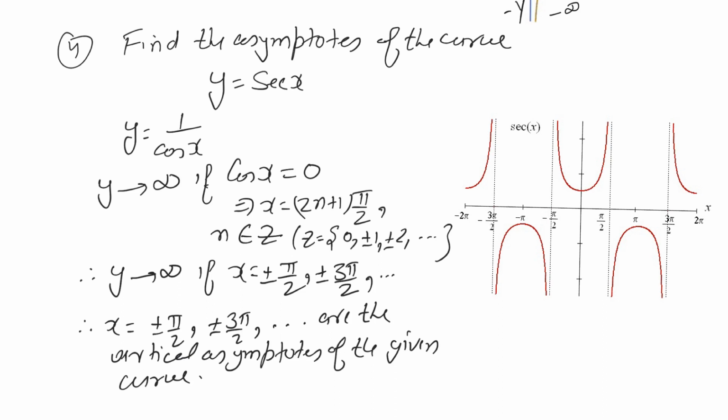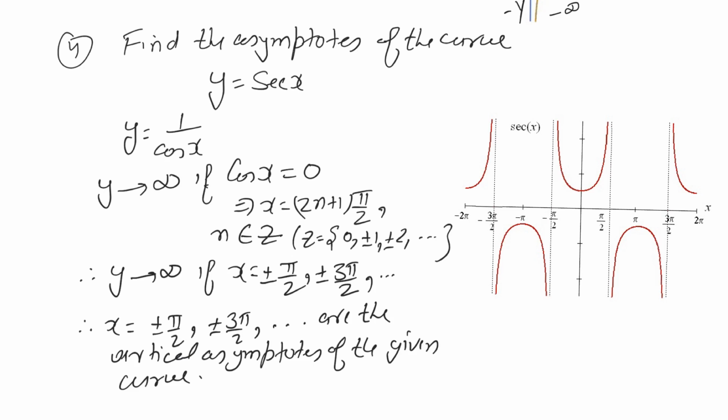Here we see x is equal to pi by 2, x is equal to minus pi by 2 are the asymptotes, because they are touching the curve at infinity only, and this is also touching the curve at infinity only. Similarly 3 pi by 2 and minus 3 pi by 2. So it has infinite number of asymptotes. It is the figure of the curve y is equal to secant x.